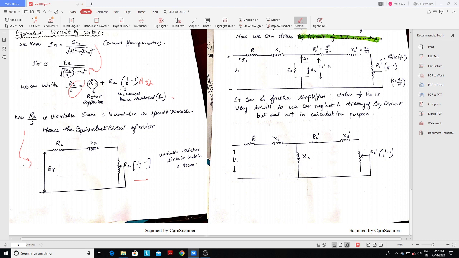As we know, the value of R0 is very small, so we can neglect it in the equivalent circuit, and we are left with only X0. In the second half you can see R2 dash and X2 dash written. This means when we transfer the secondary to the primary, it is divided by a factor of k squared, where k is N2 by N1. N2 is the number of turns per phase in the rotor and N1 is the number of turns in the stator. So this is the equivalent circuit of a three-phase induction motor, and a further simplified version is this.